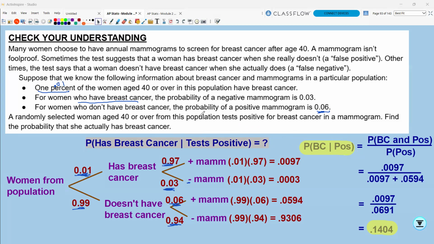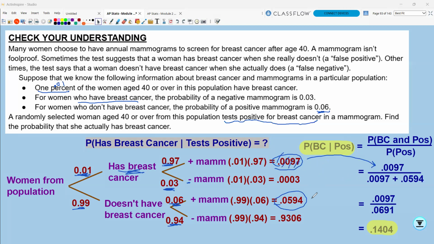So we're talking about 40 or over from this population who test positive for breast cancer. So we're only really worried about the ones that test positive in this probability scenario. So just looking at that one and that one. Out of those two, the probability that they're going to actually have breast cancer is going to come from this branch. So the 0.0097 will be on the numerator because that's kind of the overlap. That's kind of what they have in common.